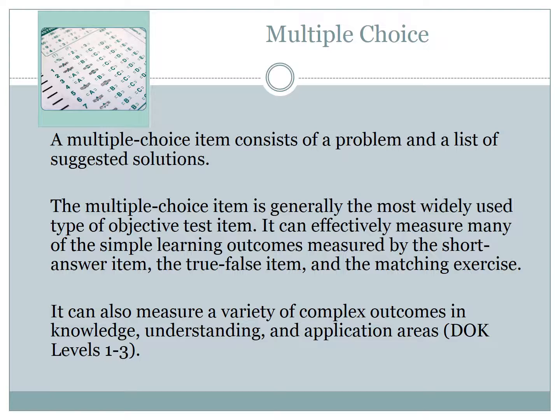The multiple choice item is generally the most widely used type of objective test item, and it can effectively measure many of the simple learning outcomes measured by the short answer item, the true, false, and the matching. But it can also be used to measure a variety of complex outcomes, such as knowledge, understanding, and application areas.